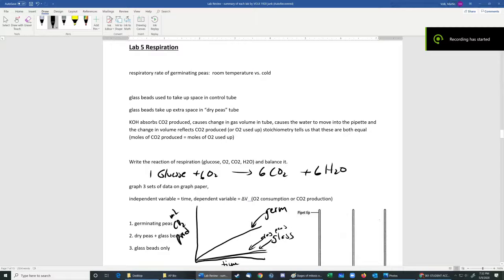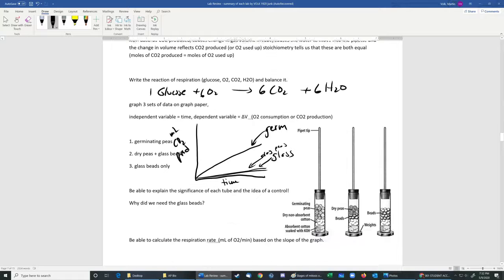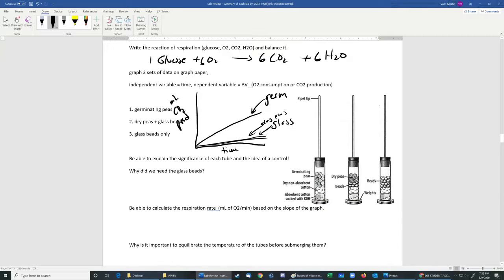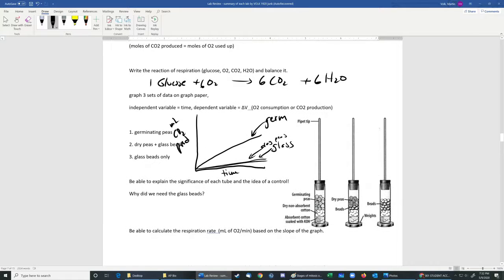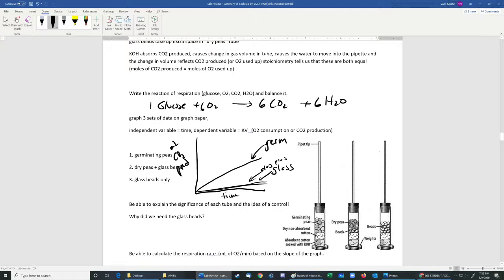All right, I wanted to briefly talk about the respiration lab and refresh your memory. This is the lab that we did with the germinating peas, and we put them in these respirometers, which are glass tubes. Then we measured the amount of either CO2 produced or oxygen consumed, which is the same thing, with the water movement in the glass tube, in the pipette, essentially. So we used the peas as a respiring organism that consumes CO2. I'm sorry, that produces CO2 and consumes oxygen.